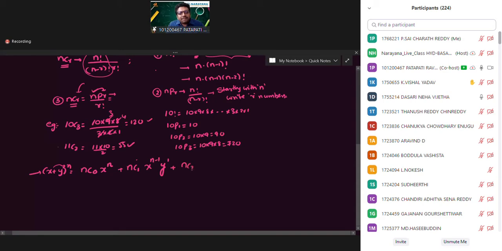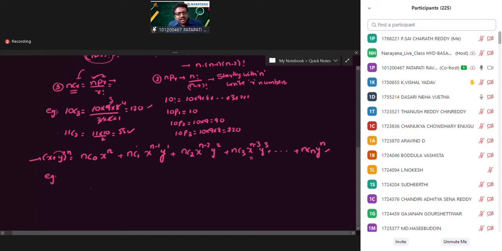Slowly the power of x decreases. nC2 x power n minus 2 y square. nC3 x power n minus 3 y cube. Yes. So as the power of x decreases and decreases, finally the power of x completely disappears and complete power of y comes. Okay. Okay, sir.